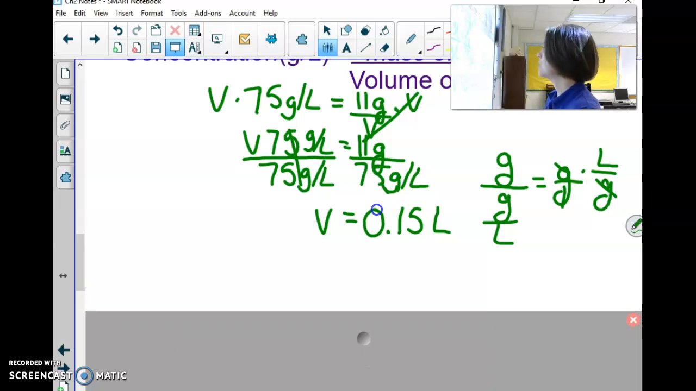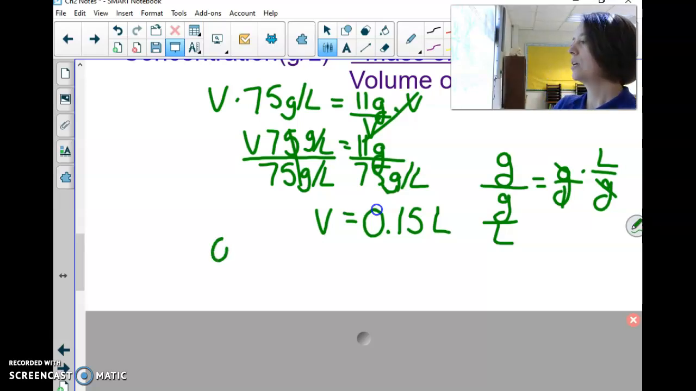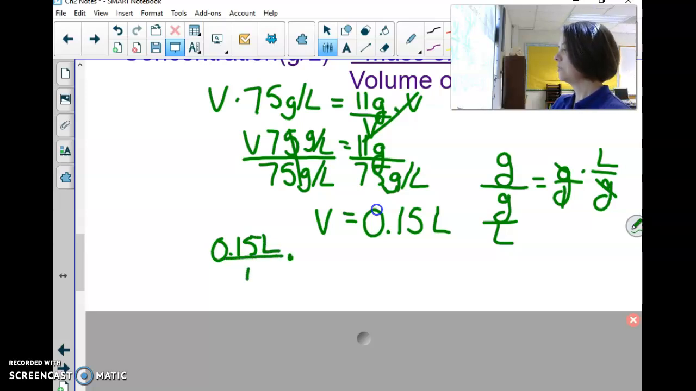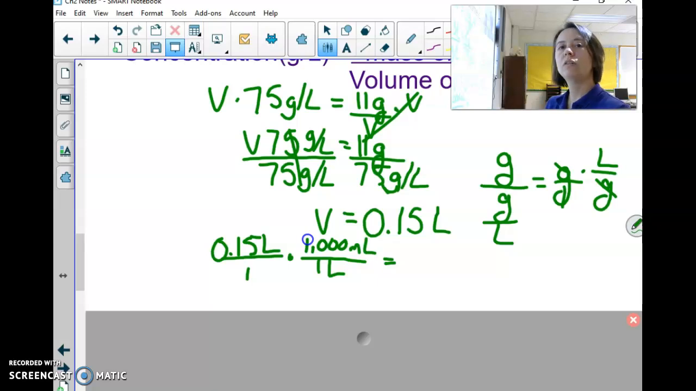So perhaps I want to do this in milliliters, because it's a lot easier to measure things out in milliliters than in 15 hundredths of a liter. So I would take 0.15 liters over 1 times 1,000 milliliters in 1 liter. And I am going to pause there, and you should get the answer, and I will tell you in the next video.